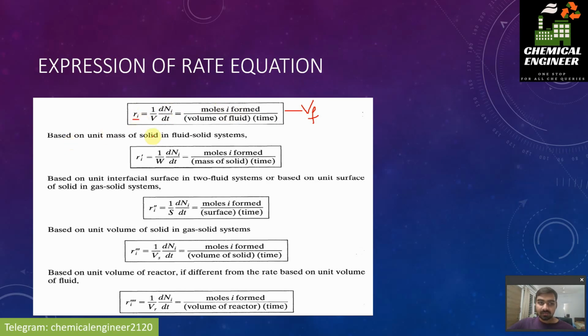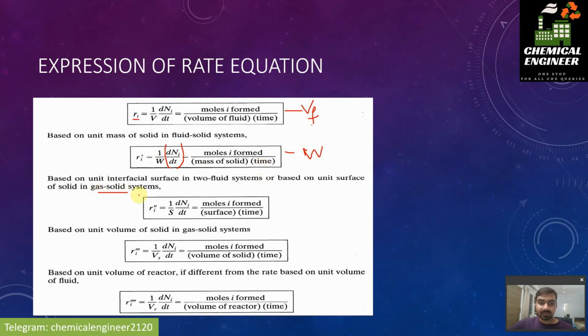Then, based on unit mass of solid in a fluid-solid system. For solid, the change in number of moles, or moles formed divided by time, will be constant. What we will do is change the volume term. So here we are taking mass, defined by W. So V will be replaced by W, the mass of solid in a fluid-solid system.